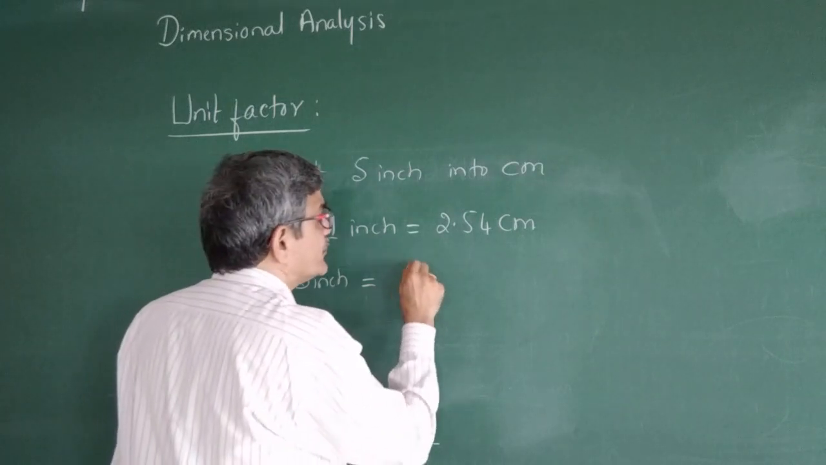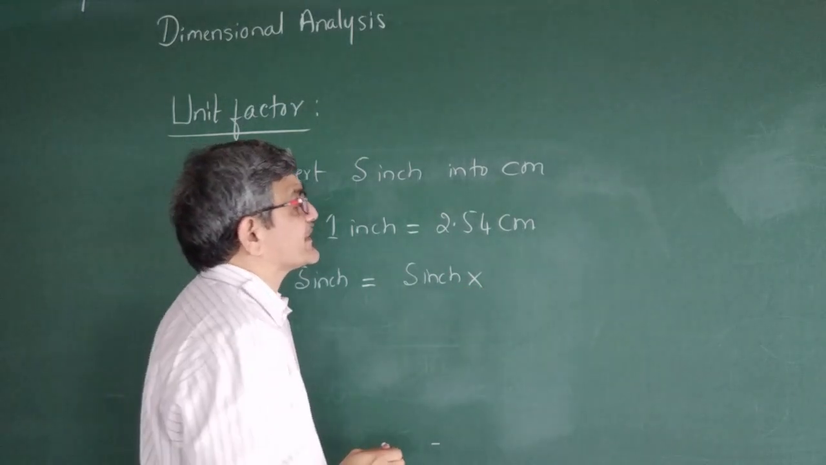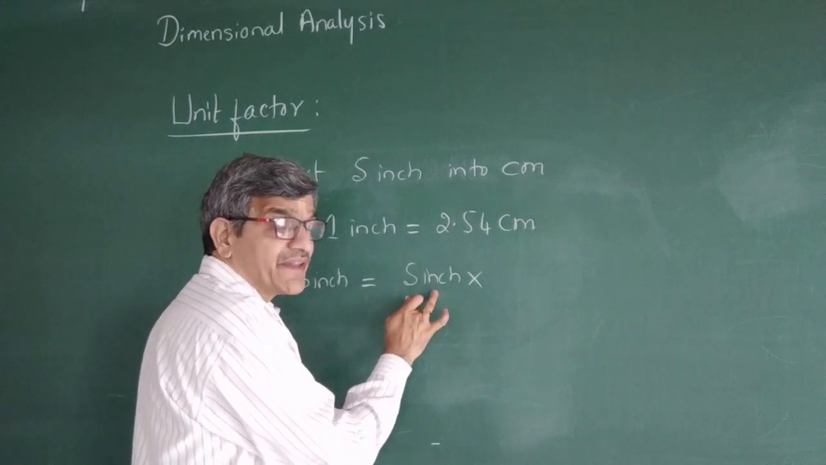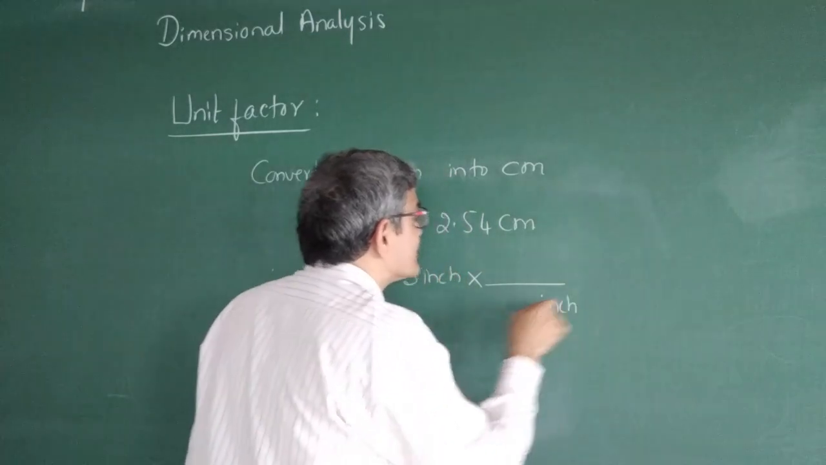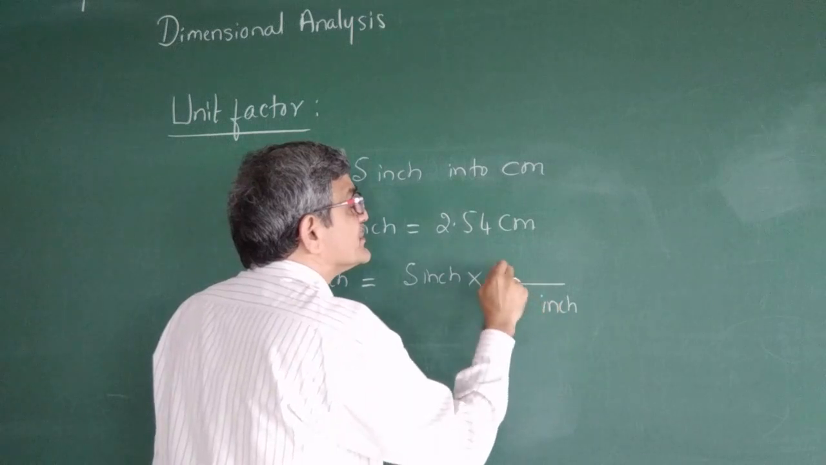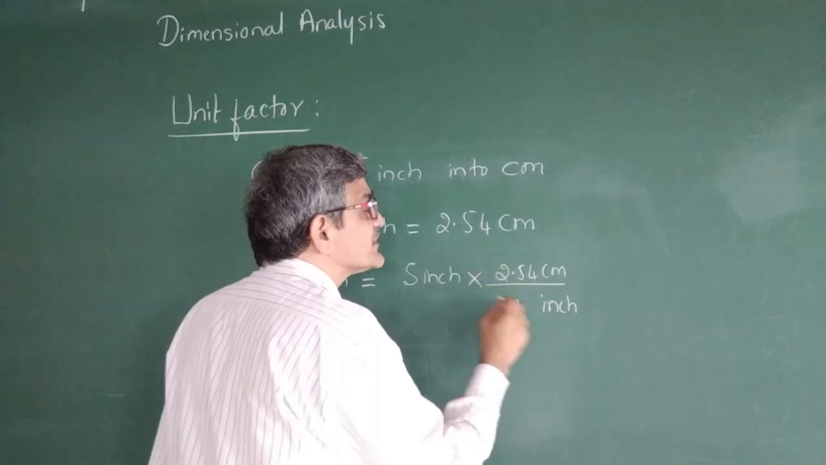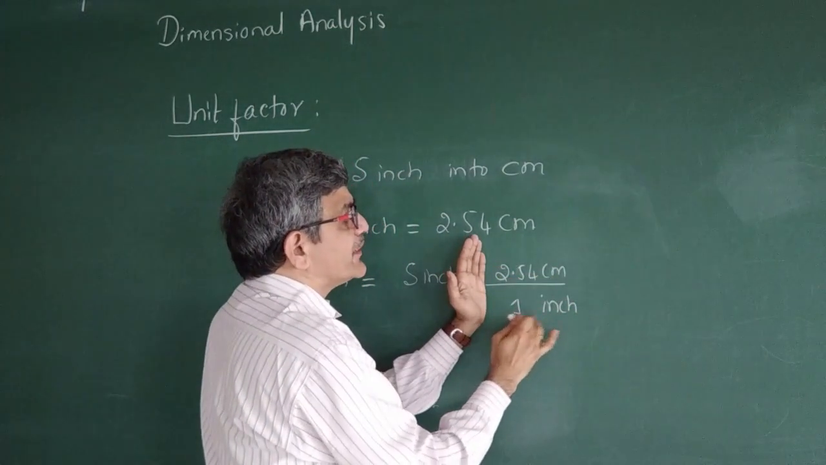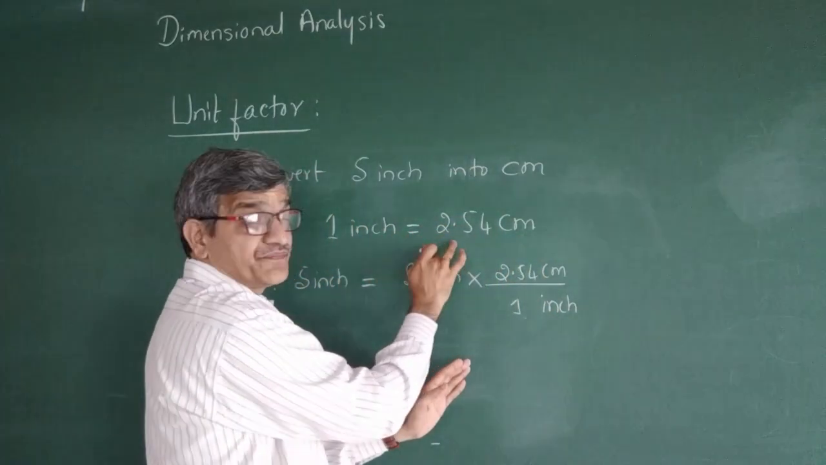What do we do for that? 5 inch into, now what is the unit factor? We don't want inch, so it should be cancelled. It is in the numerator, so if you have inch in the denominator, it will cancel. Okay, so 1 inch is 2.54 centimeter. Now what is this known as? This is nothing but a unit factor. 2.54 centimeter divided by 1 inch is nothing but a unit factor because both are the same.